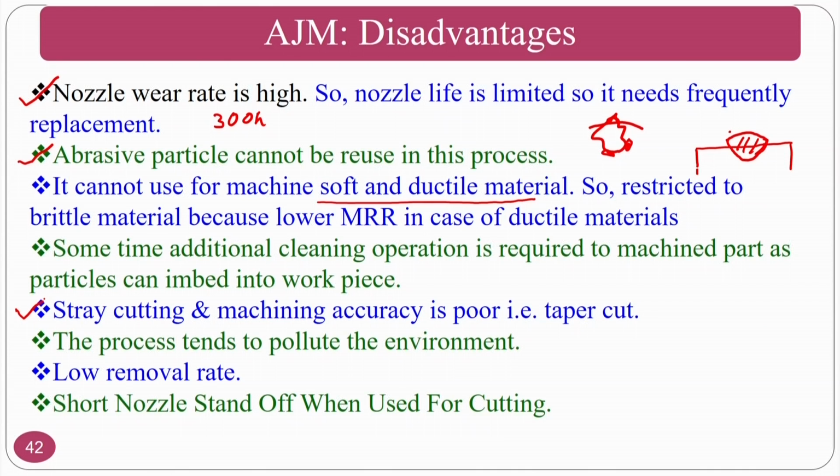Stray cutting and machining accuracy is poor. That means, because of the divergence, assume that my nozzle is here, what will happen? The stray cutting also will take place. Assume that I require only this region, but I am getting a stray in this region, which I don't want, because air is a gas and tries to expand. Because of that, the divergence will stay and the stray cutting will take place.